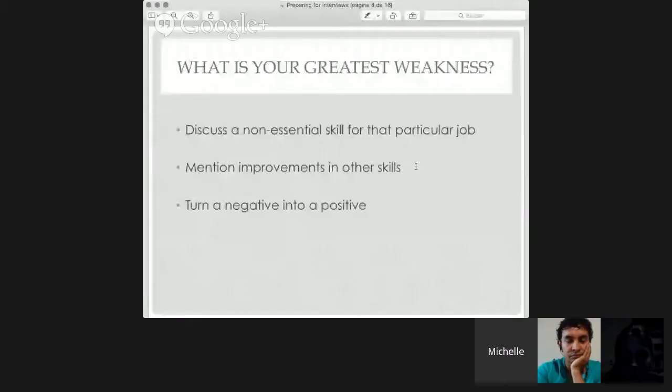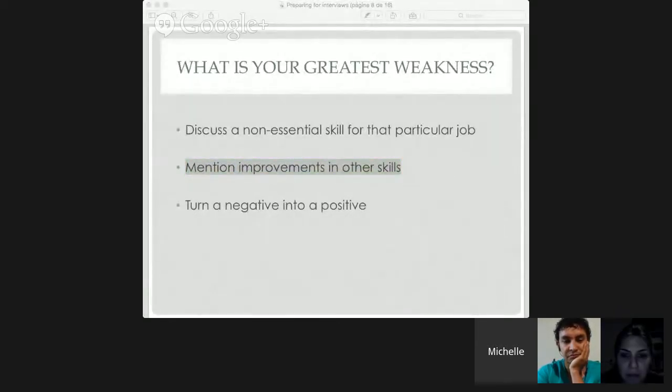So that's one strategy. The other strategy is similar. It's to talk about a non-essential skill, but to mention improvements. When someone asks you, what's your greatest weakness? you could say, I really struggled with calculus in college, but I was able to raise my grade from a C to a B in one semester. So say something that you're bad at, but that you've gotten better at. That way it shows that you're aware of things you're not good at, but you're motivated enough to try to improve.